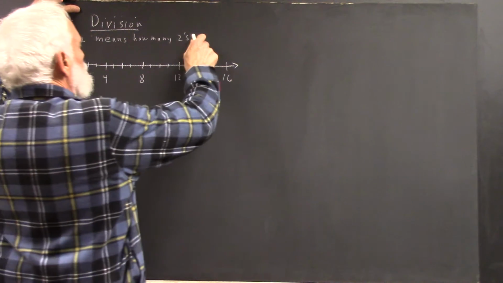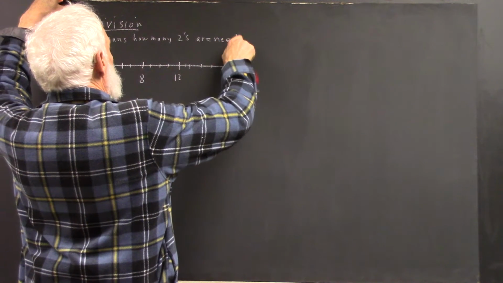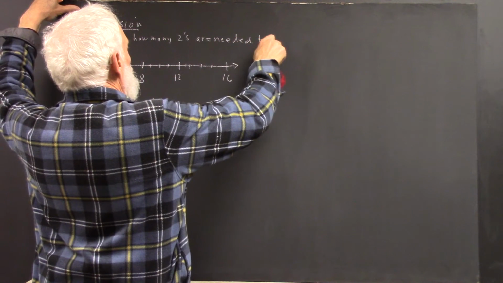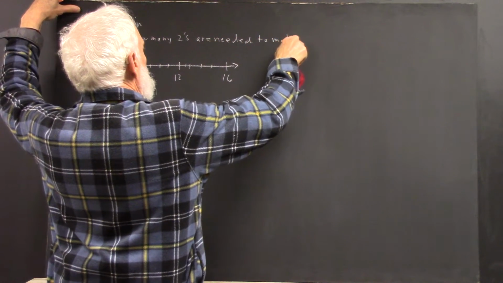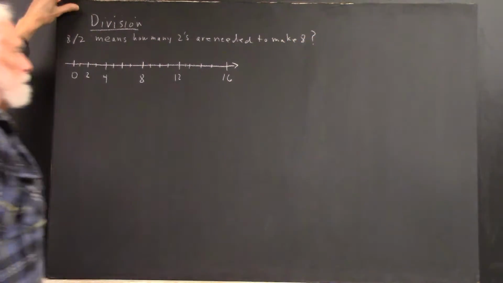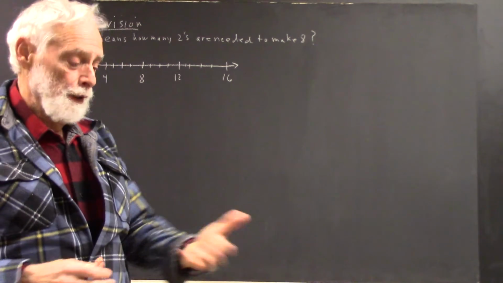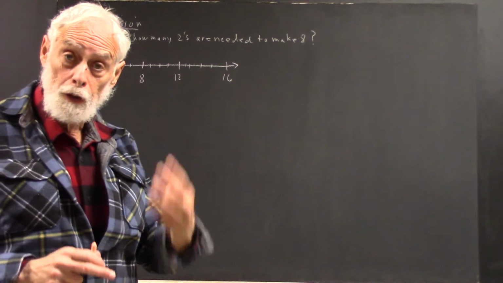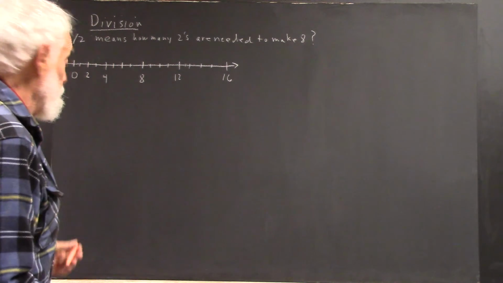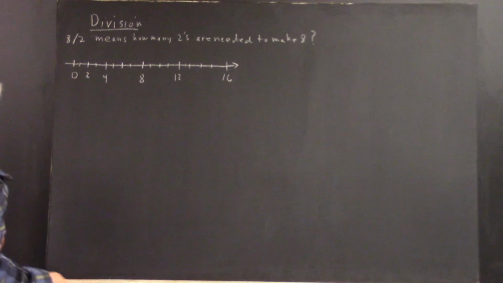Or how many 2's are needed to make 8? Well, everybody can answer that. You count 2, 4, 6, 8. There are 4 of them. That's one way of doing it. Counting on the fingers is not a bad way to learn mathematics. There's been some research on that recently.